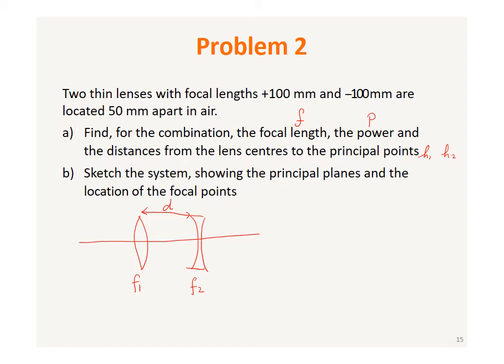Principal planes, incidentally, don't necessarily have to be both inside the lenses. You may have them both on one side, both on the other side. They might even be back to front. So in this case, I am not going to give you a hint of where they're located. You need to find out where they are. And I also want you to find the focal points F1 and F2.